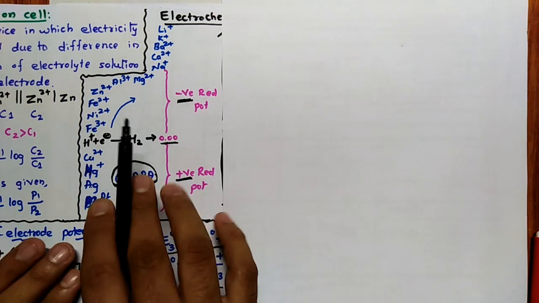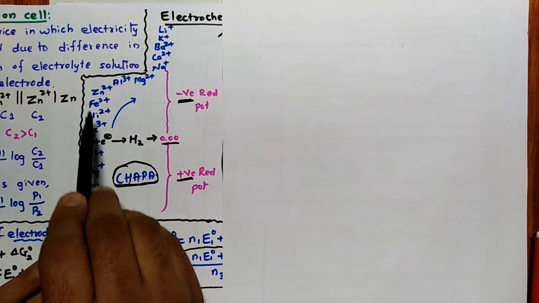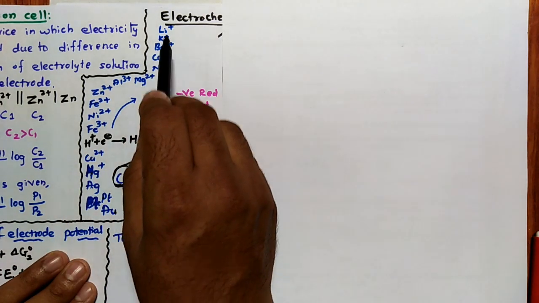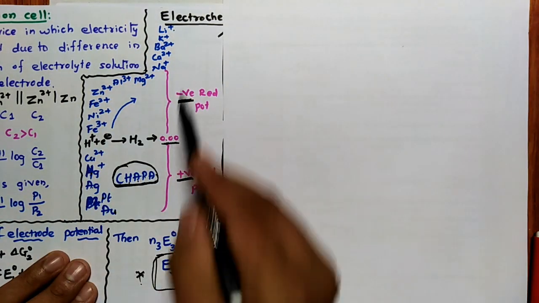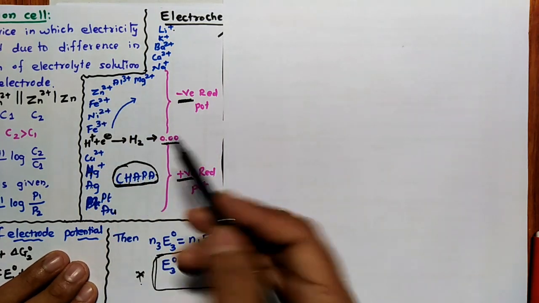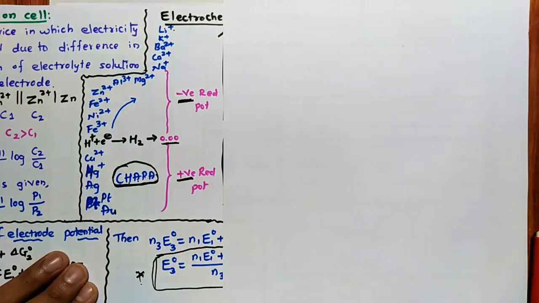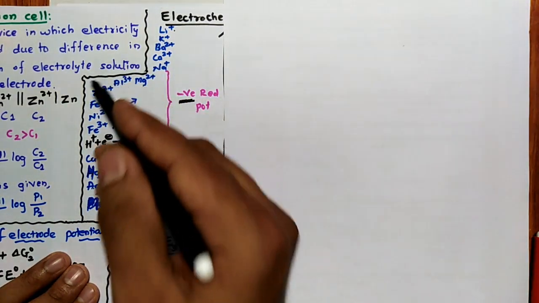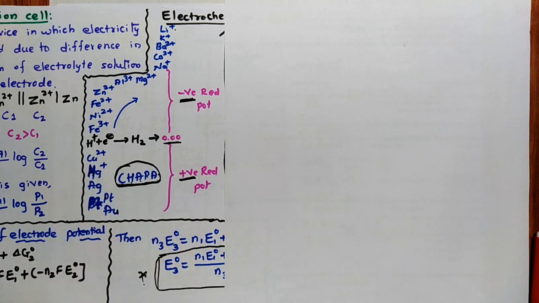Then for the remaining elements, remember some important ones: Fe3 plus, Ni2 plus, Fe2 plus, Zn2 plus, Al3 plus, Mg2 plus, Na plus, Ca2 plus, Ba2 plus, K plus, Li plus. Negative reduction potential. The highest negative is for lithium. Then slowly it decreases, then it becomes 0, then it increases to positive values. All these are reduction potentials. Try to remember at least lithium, sodium, potassium, aluminium, iron 2 plus, iron 3 plus, zinc. These are the elements.